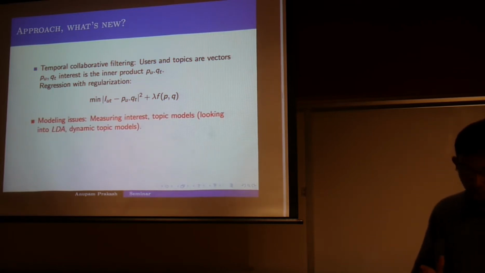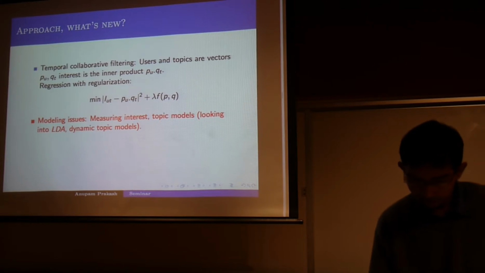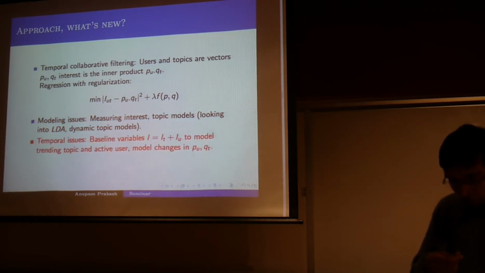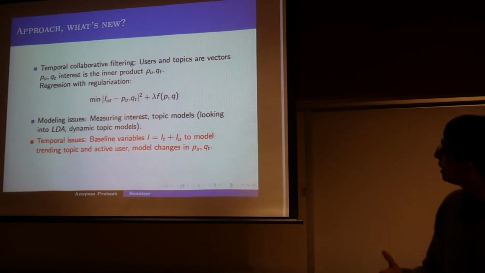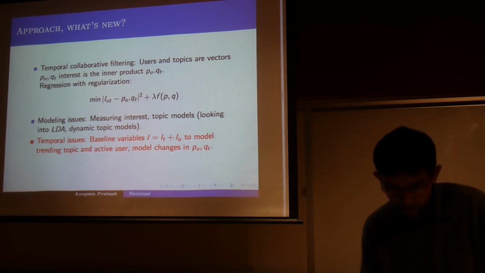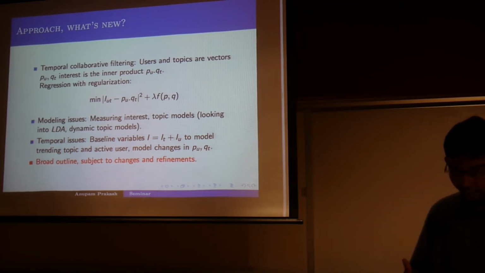So there are several modeling issues. You want a good topic model. You want a good measure of interest, and you can introduce temporal constraints into the model by having baseline interest variables, like an average interest which says that at a certain time a topic is trending or a certain user has become active. All these things can go easily into the model. You can have P's, Q's, and interests dependent on time. So you can introduce several time factors into the model and then see how it does. That's what we plan to start out with, and it's of course subject to changes and refinements as we encounter problems.